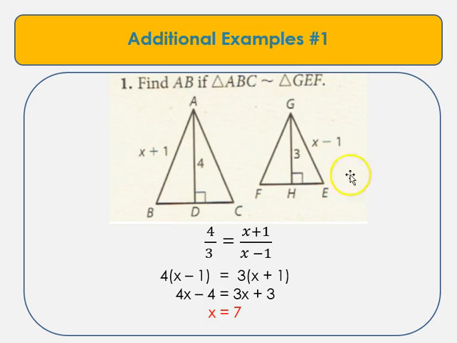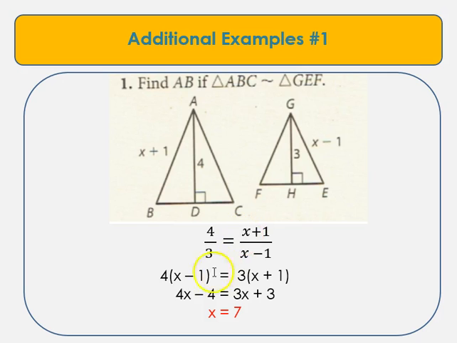We're going to solve for AB, this side to the left of this large triangle, if triangle ABC is similar to triangle GEF. So I'm going to take what is the altitude. I can tell it's an altitude because it intersects this base at a 90-degree angle. And I'll put the altitude of the larger triangle over the altitude of the smaller triangle. We have 4/3 equals, I'll go larger triangle, x plus 1 to x minus 1.